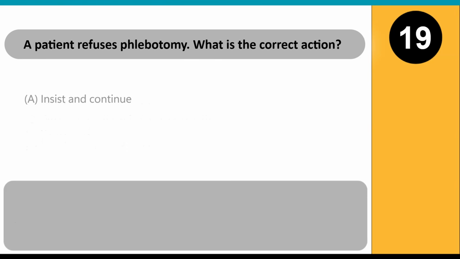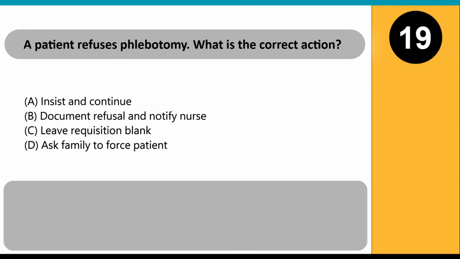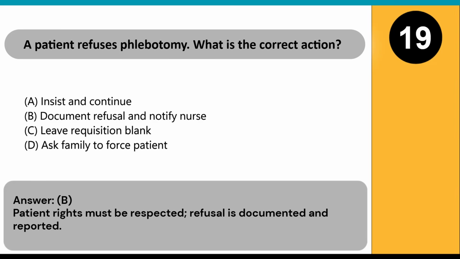A patient refuses phlebotomy. What is the correct action? A. Insist and continue. B. Document refusal and notify nurse. C. Leave requisition blank. D. Ask family to force patient. Answer B. Patient rights must be respected. Refusal is documented and reported.